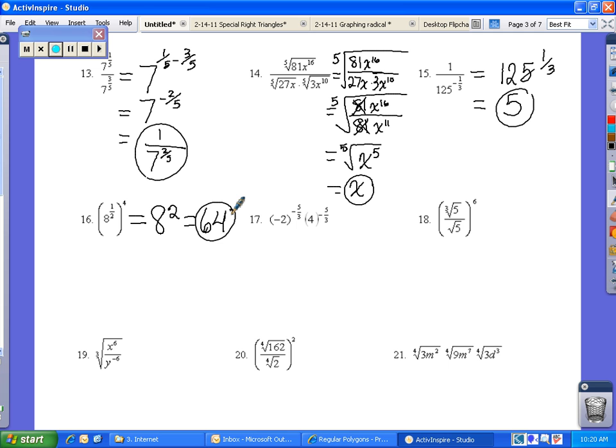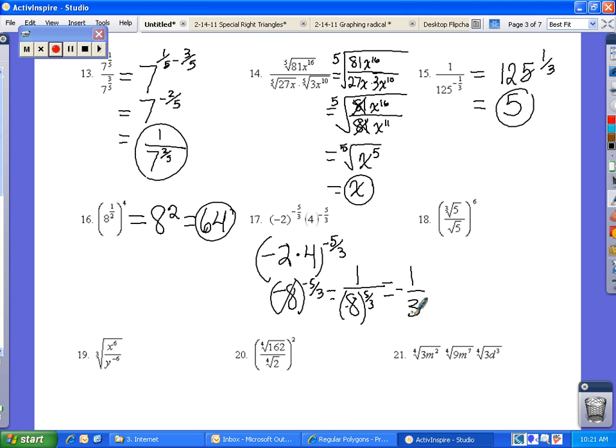For number 17, notice that they are both being raised to the negative 5/3 power, so you can just rewrite this as negative 2 times 4 to the negative 5/3 power. Negative 2 times 4 is negative 8, raised to the negative 5/3 power. And you can just basically say that's 1 over negative 8 to the 5/3 power. If you plug in negative 8 to the 5/3 power, that's actually negative 32. So your answer for number 17 is just negative 1 over 32.